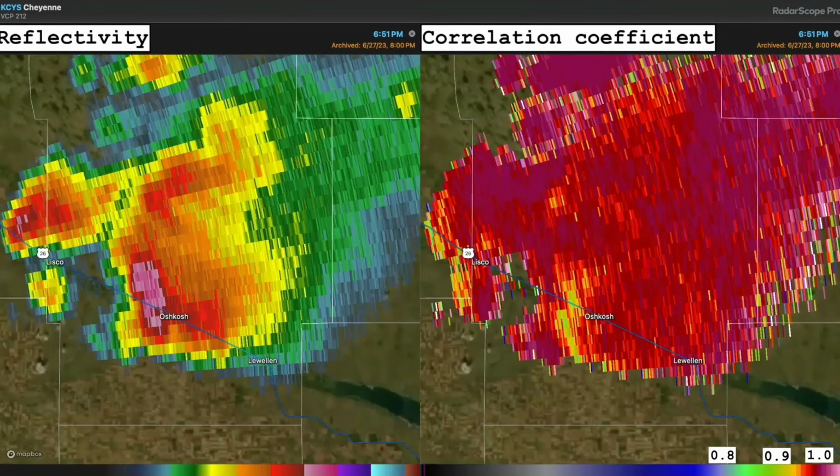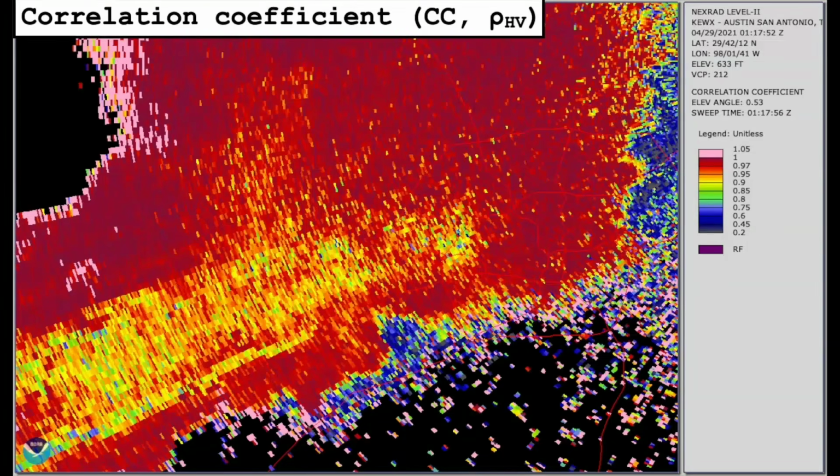For example, if a storm or a portion of a storm consists of only raindrops, the associated correlation coefficient will be near 1, as all the targets are quite similar to one another. However, if a storm consists of a mix of raindrops and large hail, the correlation coefficient may decrease given reduced consistency among the targets. Correlation coefficient is also a good discriminator between meteorological and non-meteorological targets, with most non-meteorological targets registering a CC value below 0.9. The exception is large wet hail and large wet snowflakes, which typically yield CC values between 0.8 and 0.97.